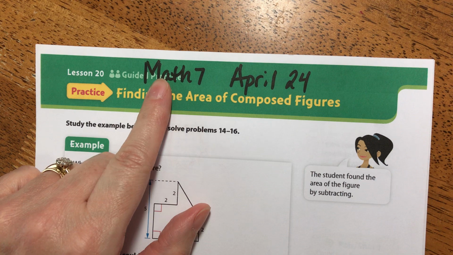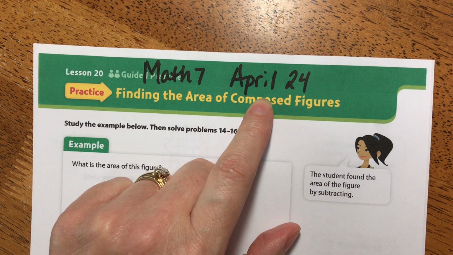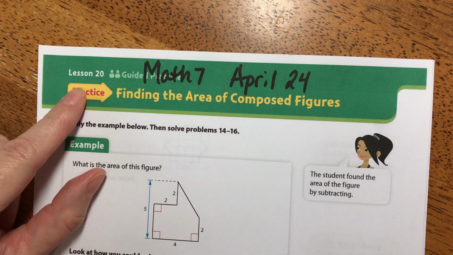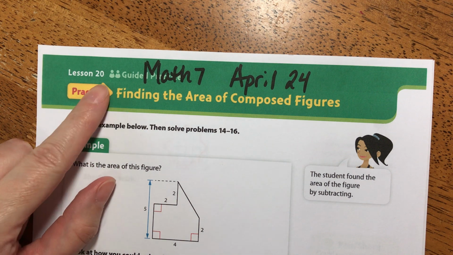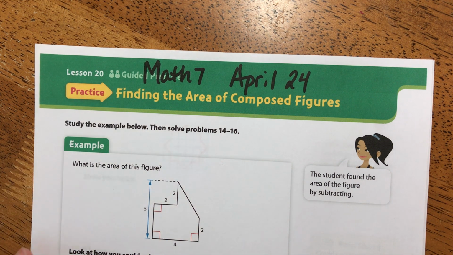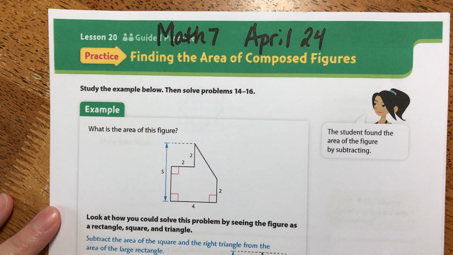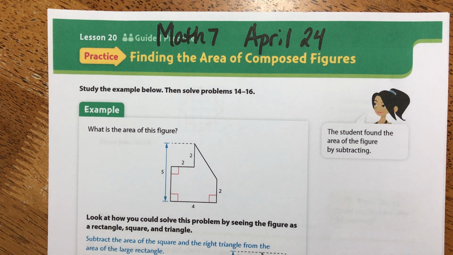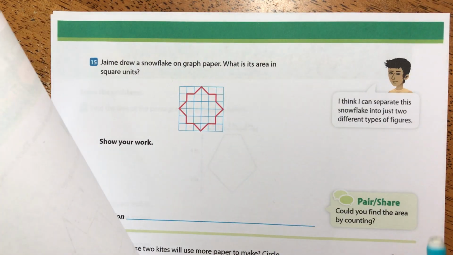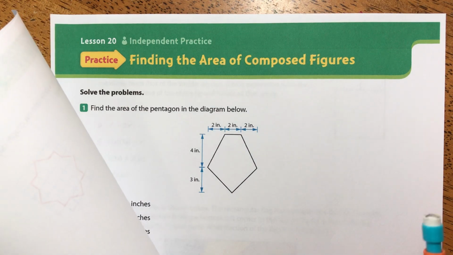It is Math 7. It is Friday, April 24th, and we are in Lesson 20, not 19 like I said yesterday, Lesson 20. Today we are going to be working on the guided practice. I have those pages, and I have the independent practice.